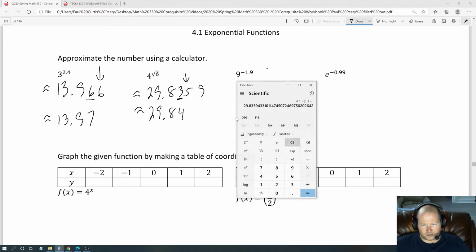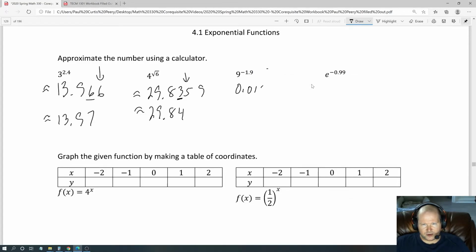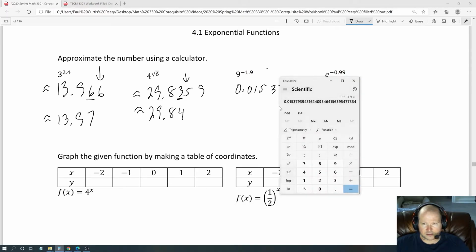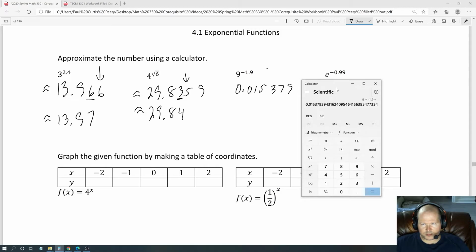So now we are dealing with 9 to the negative 1.9. Now on this one, you type in 1.9 and then you flip the sign. It turns into a negative, put equal, and you get this number right here, 0.015379. Double check. 0.015379. Okay, way more than I needed.